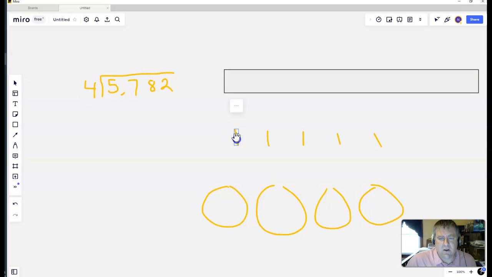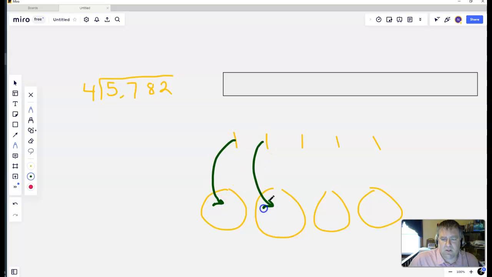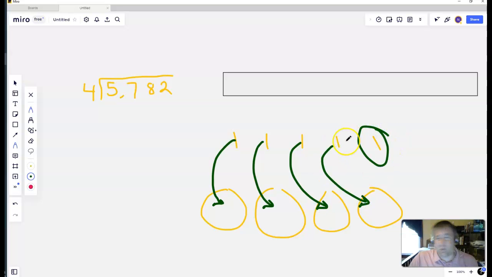It's not going to let me move it. All right, we're going to try something a little bit different then. We're going to take this one and put it into this group, this one into this group, and this one into this group. And then this guy here is going to be left over. We'll have to figure out what to do with that later. That's one way of looking at division.